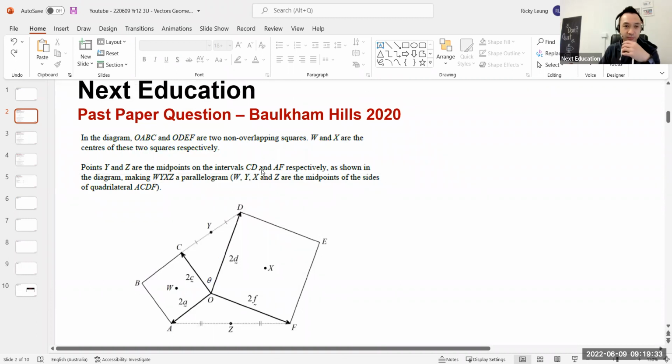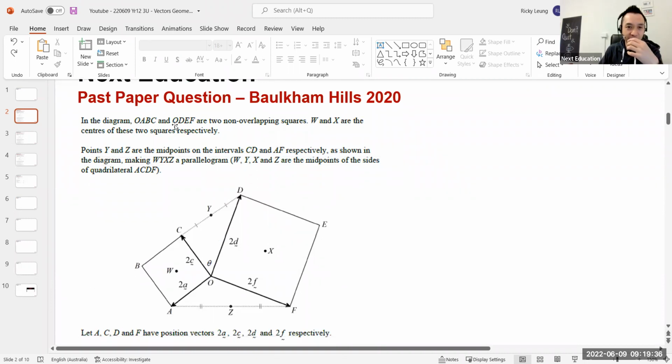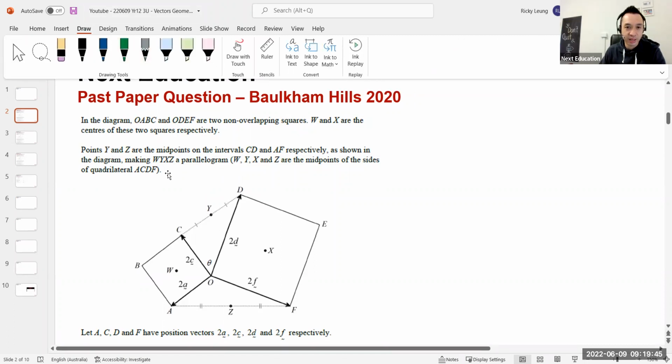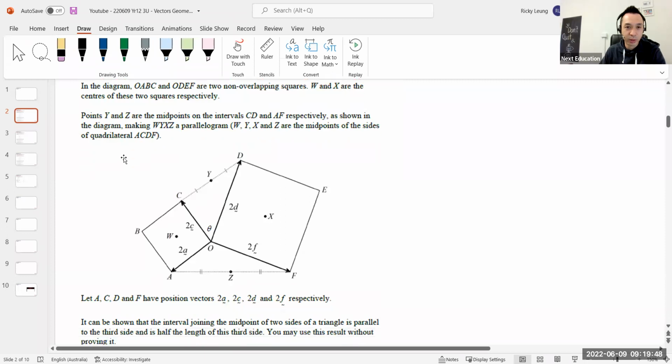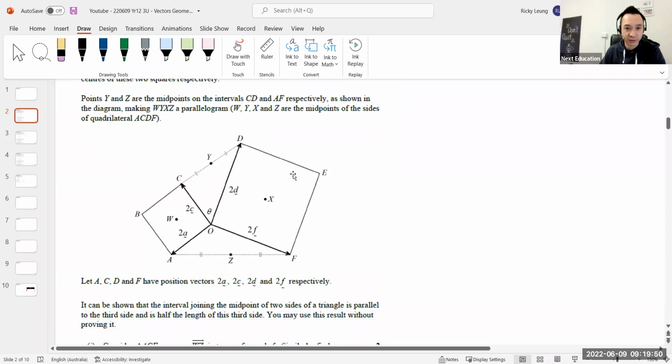So let's see. In the diagram, OABC and ODEF are two non-overlapping squares. W and X are the centers. That's a good start in the description. Now this is where it gets a bit complicated, because it's not fully drawn in the diagram, so we might need to draw all over it. In fact, to help me describe the workings, I'm going to copy and paste a few copies of these diagrams, so it doesn't matter if I draw over the original, I'll have fresh copies.